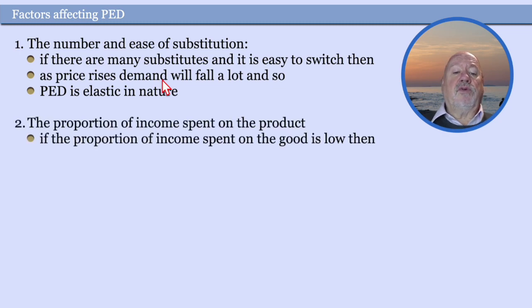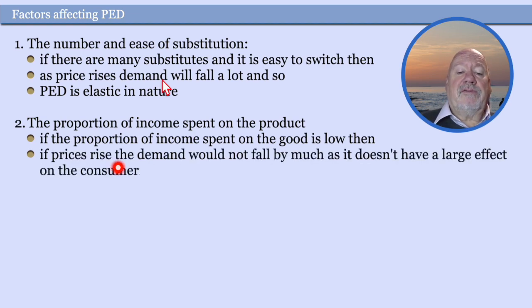Next one is the proportion of income that is spent on the goods. So in other words, if your proportion of income is low, you don't spend very much on it, and the price rises, then the demand's not going to fall by much, as it doesn't have a large effect on the consumer. So again, the PED is inelastic. Okay.